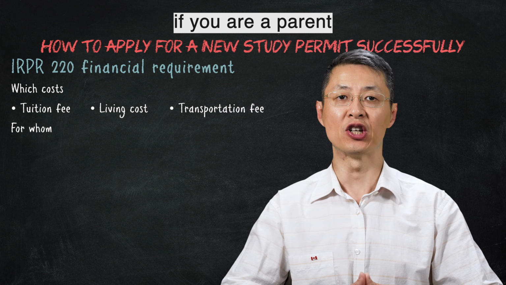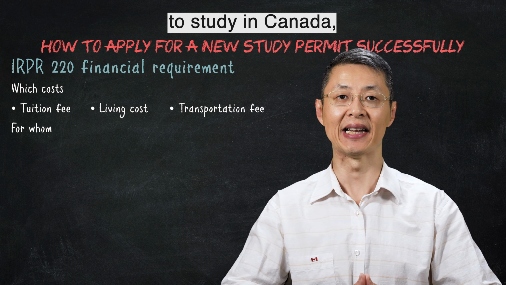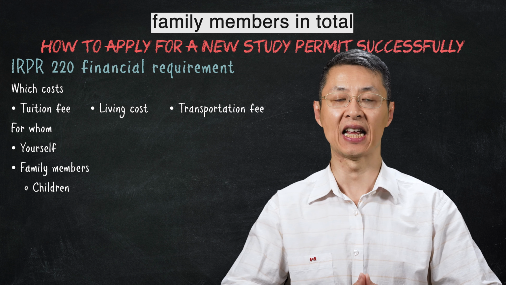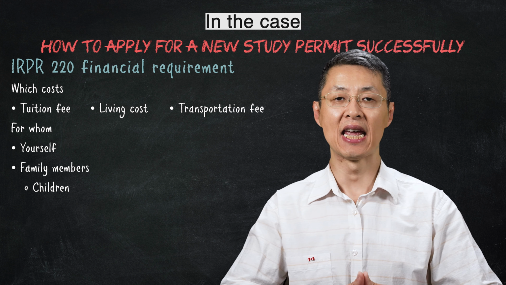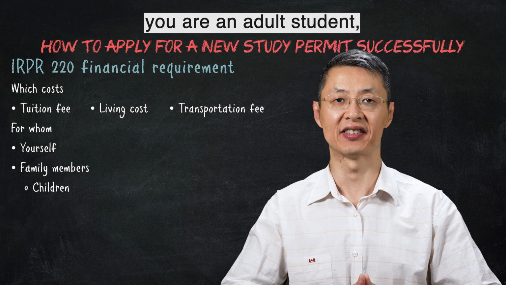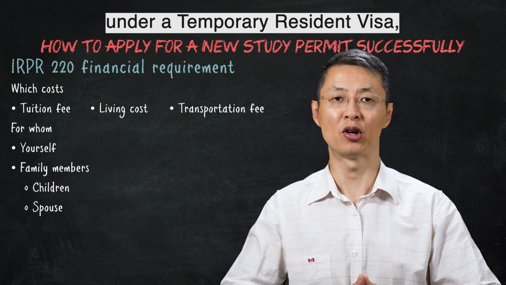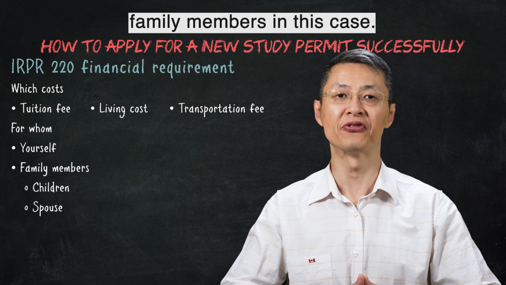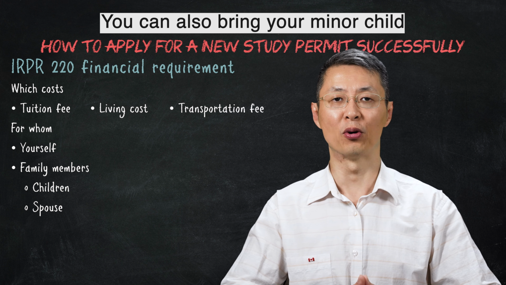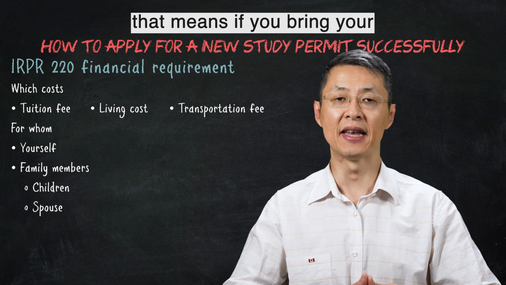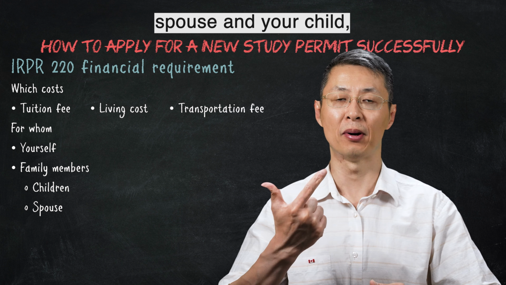For example, if you are a parent bringing your minor child to study in Canada, there are 2 family members in total you need to prepare the funds for. In the case you are an adult student, you may bring your spouse under an open work permit if your program is eligible. And if not, you can still bring your spouse under a temporary resident visa. So there are also 2 family members in this case. You can also bring your minor child when you study in Canada. That means if you bring your spouse and your child, there will be 3 family members in total. As to how much money you will need to cover as a living cost, the IRCC lists a number for you.